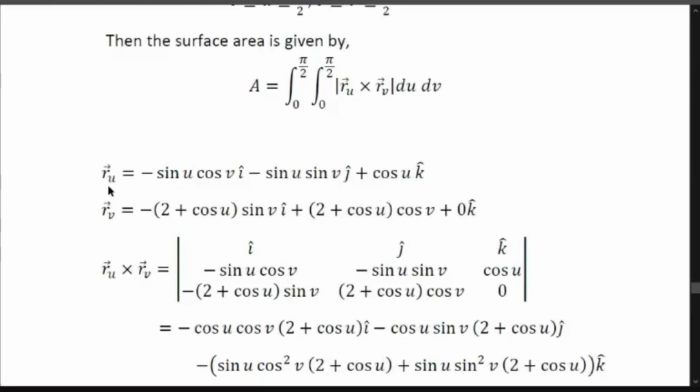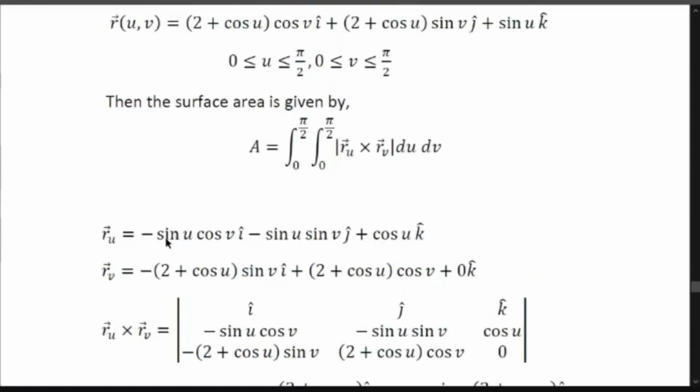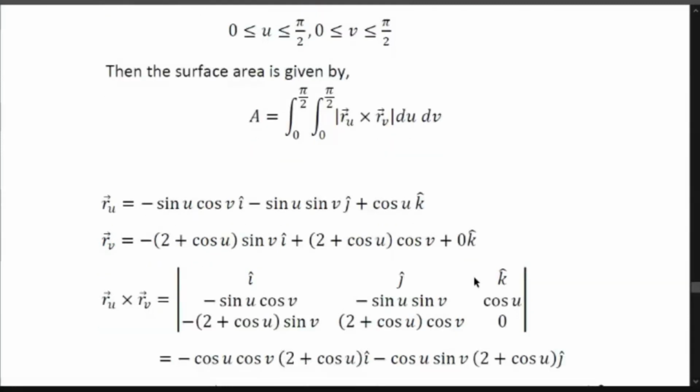So Ru, by calculating, you will get minus sin u cos v i minus sin u sin v j plus cos u k. So that is the value for Ru, and for Rv you will get minus 2 plus cos u times sin v i plus 2 plus cos u times cos v j, I missed the j, plus 0k. So this is the value for Ru and Rv.